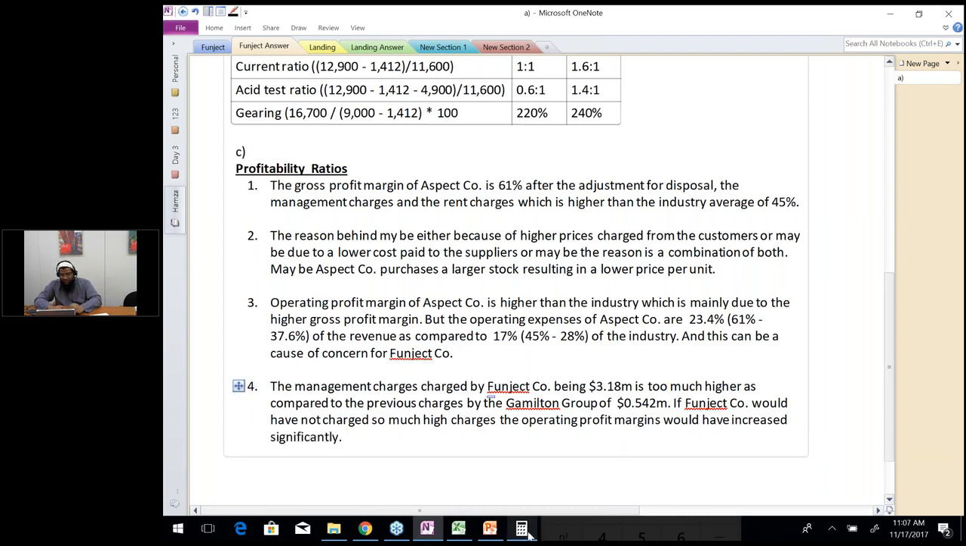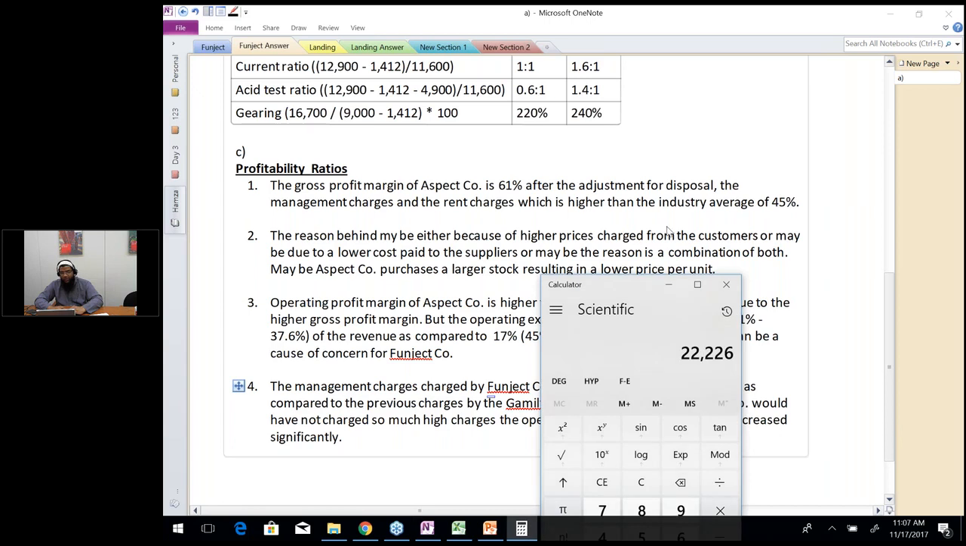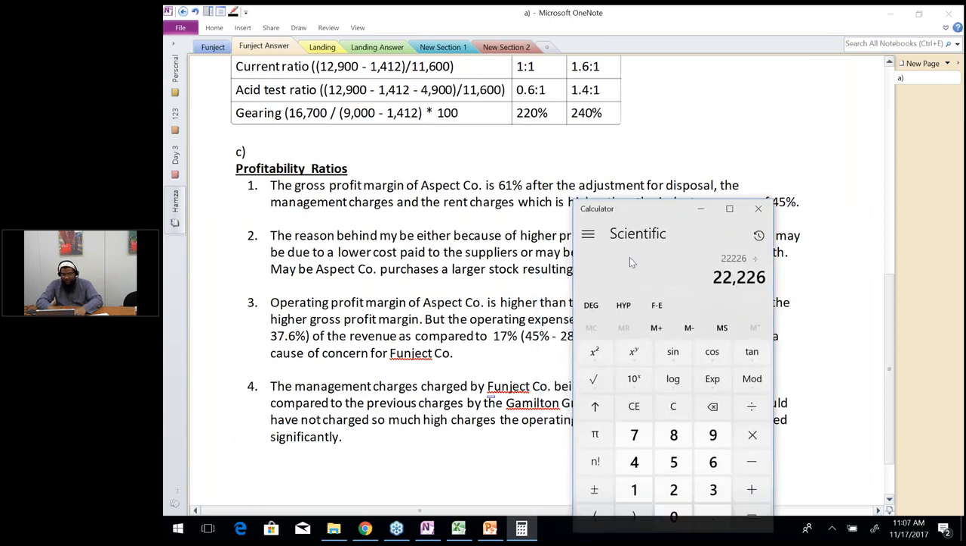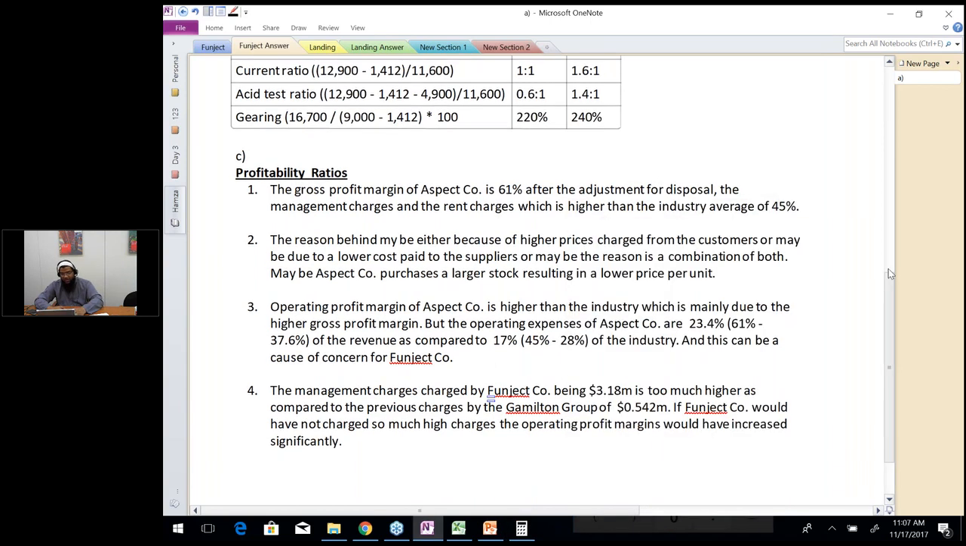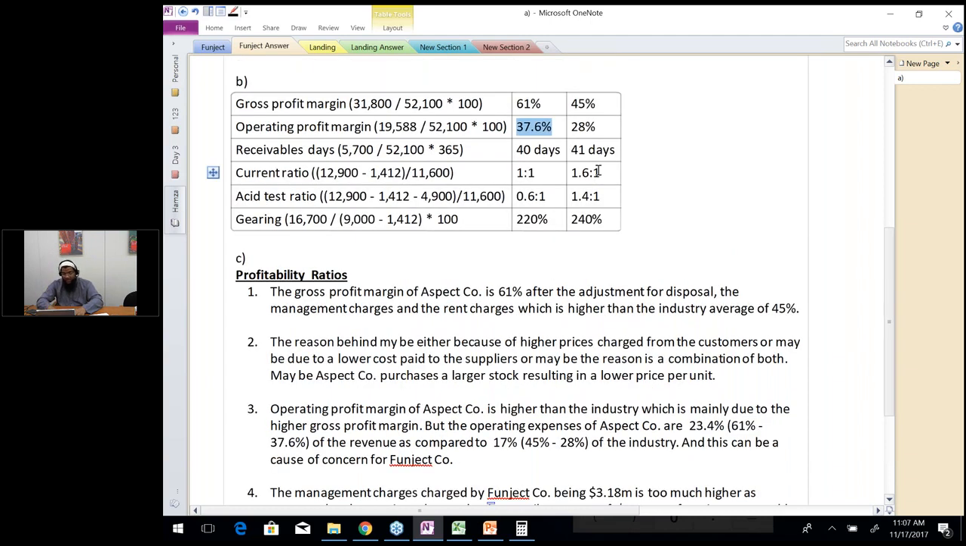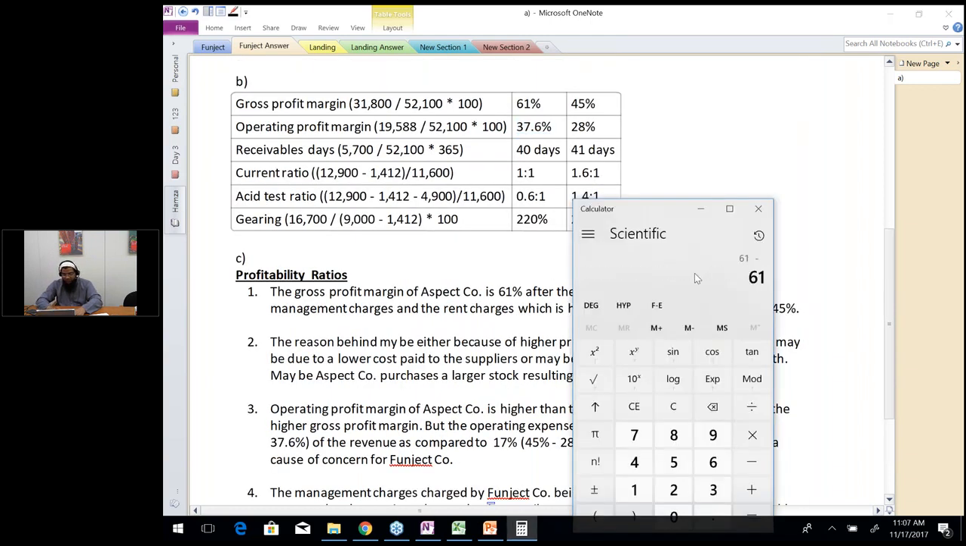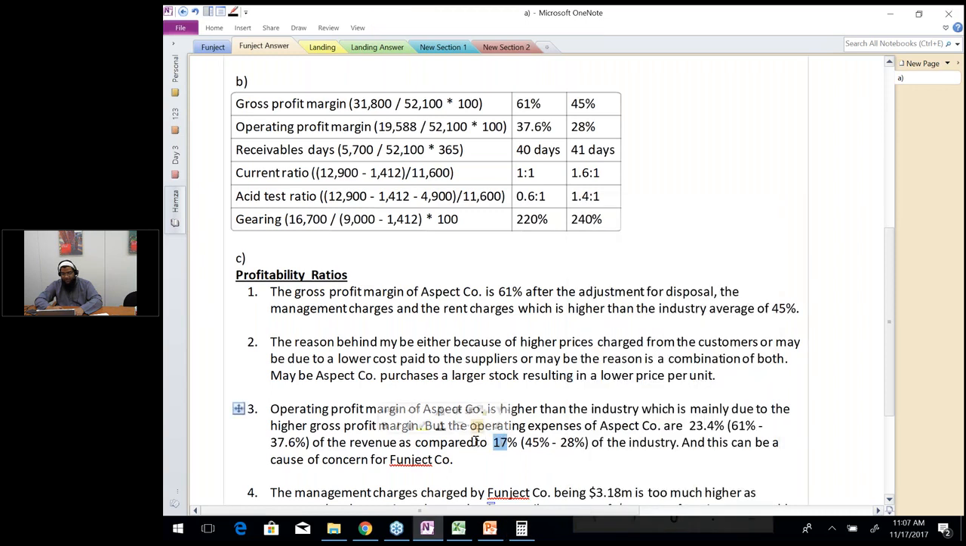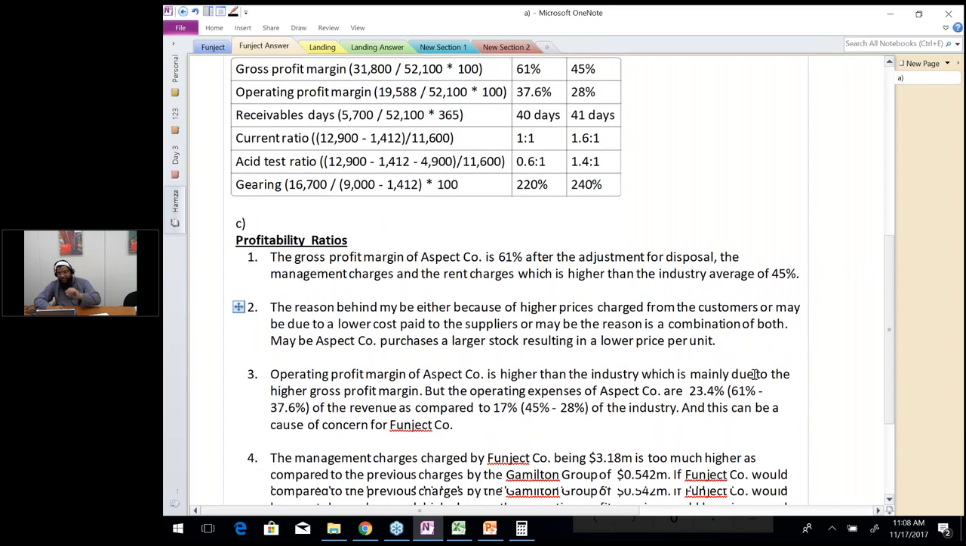significantly. So for example, now if I'm using 22226, and if I divide this by 50100 to calculate the operating profit margin, this would become 43%. So right now the percentage was actually 37.6. Now this would increase to 43. And if I check the difference between 61 minus 42.6, this would become 18.4. So we would be somewhere near to the industry in that case. So actually the only reason for the lower operating profit margin is the higher charges being charged by the Funjet company.